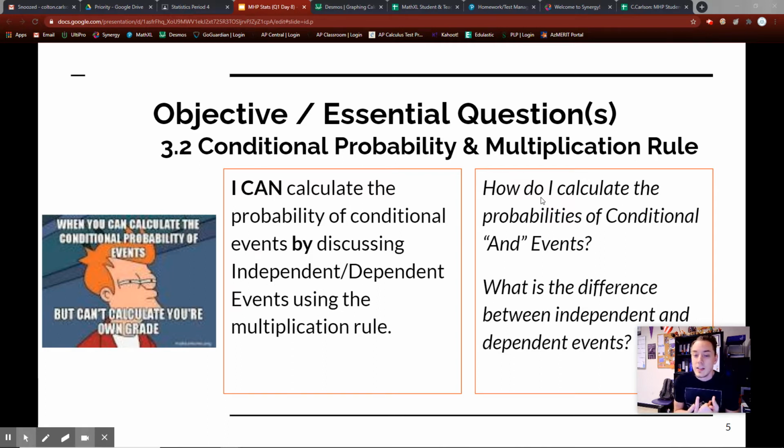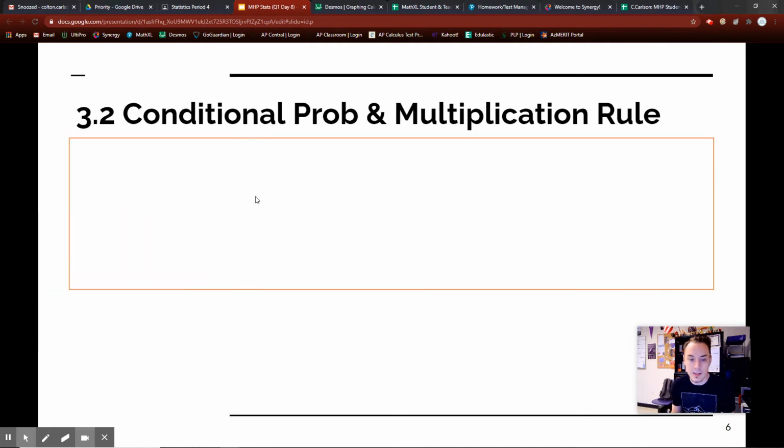So, write down the essential question. How do I calculate the probability of conditional events? What is the difference between independent and dependent events? Okay, let's get to it.